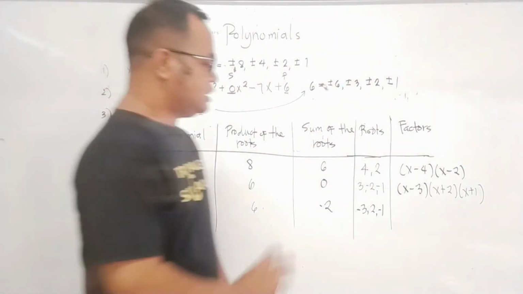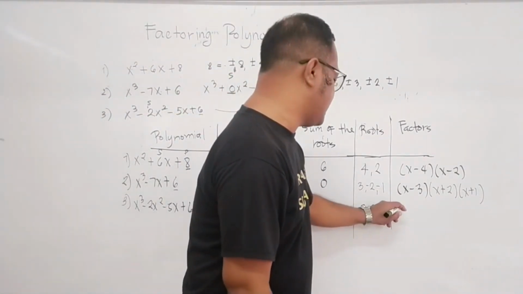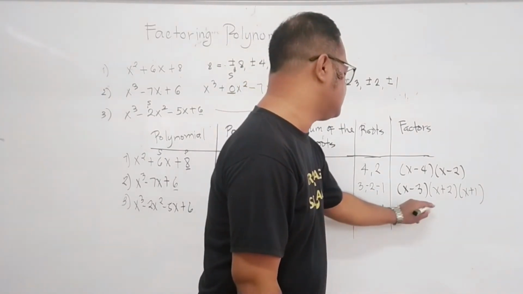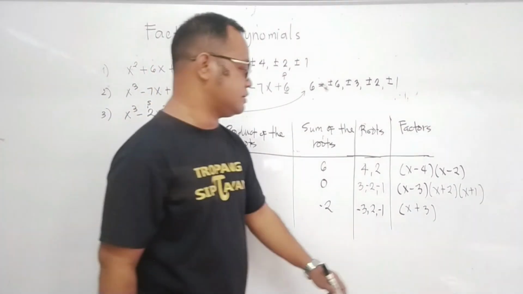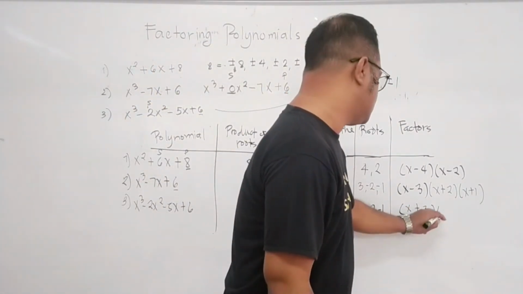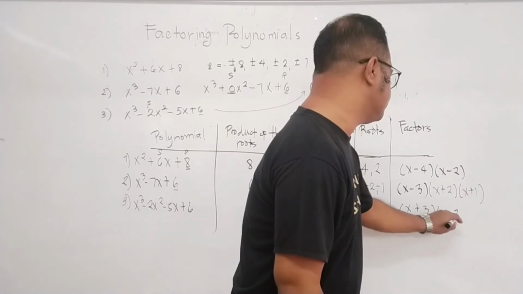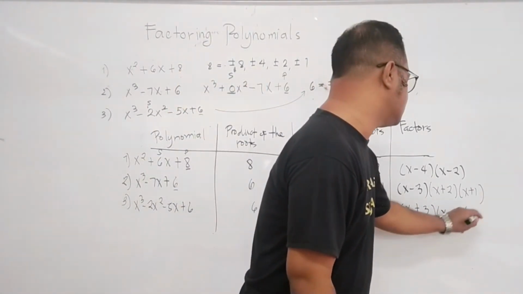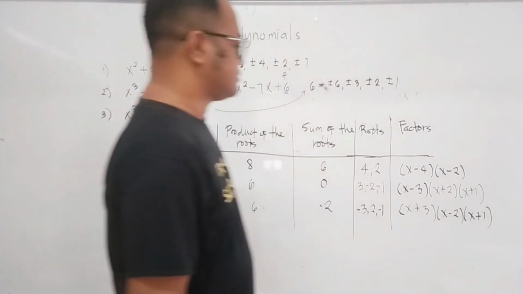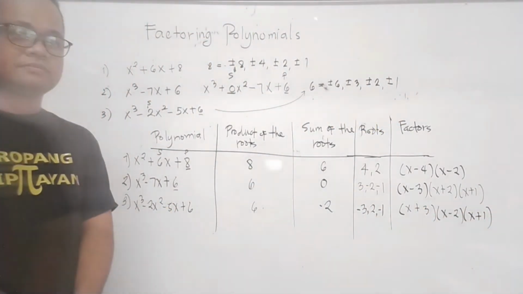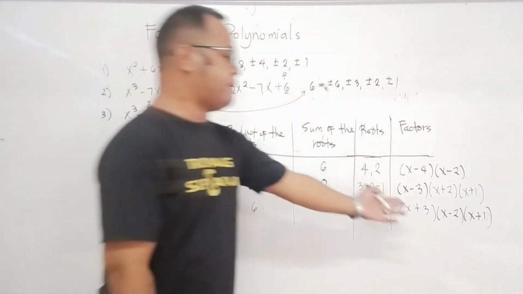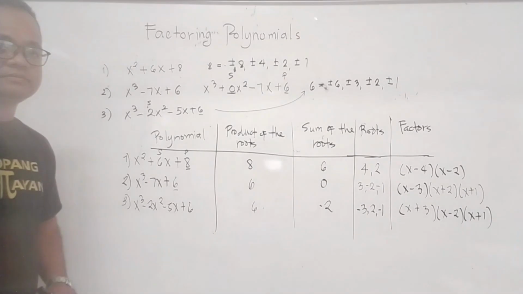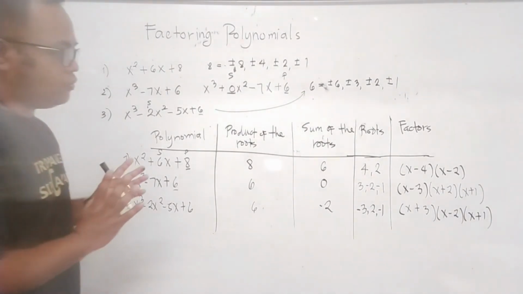So, you write now the factors. X plus 3, change the sign. X minus 2. And we have x plus 1. Now, these are the factors of this polynomial.